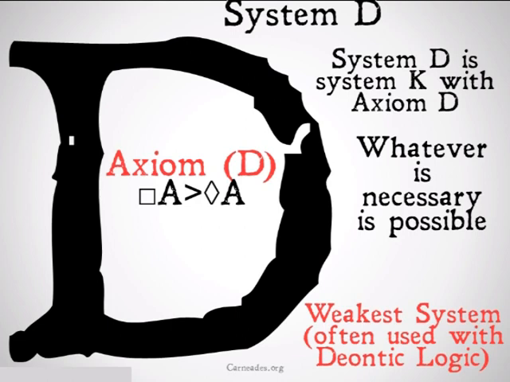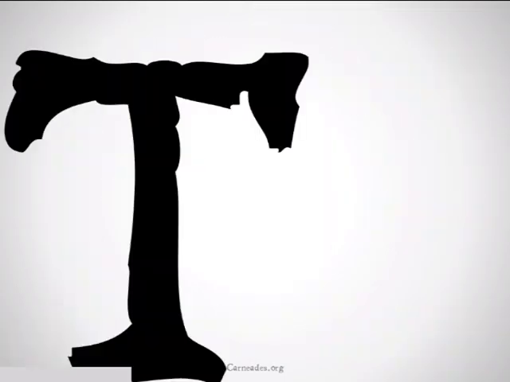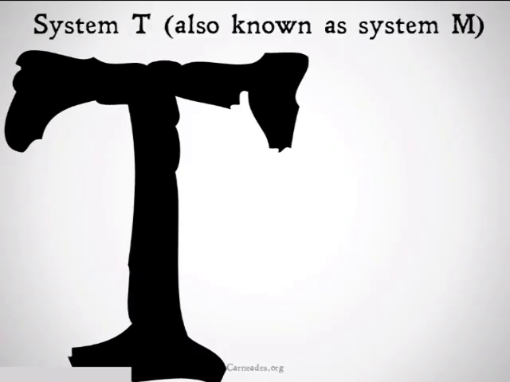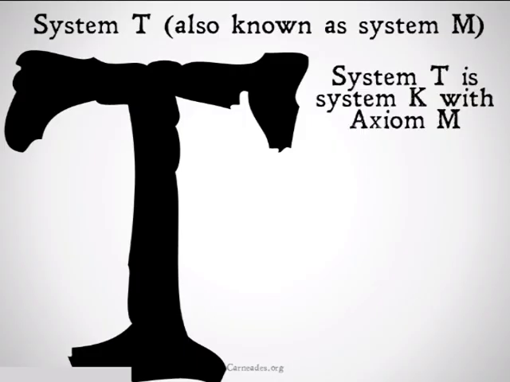Hopefully, one day I'll do a series of videos on deontic and temporal logics, but for now, we'll just leave them. Next up, System T. System T is also known as System M, so either one, they're actually referring to the same system.